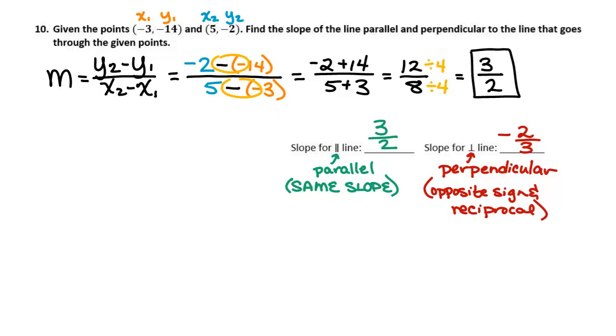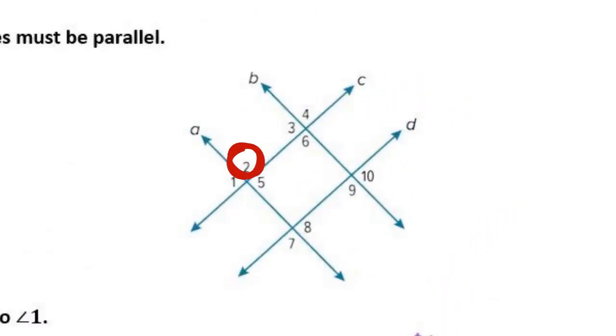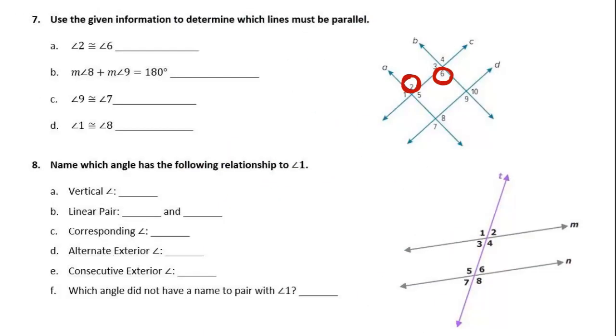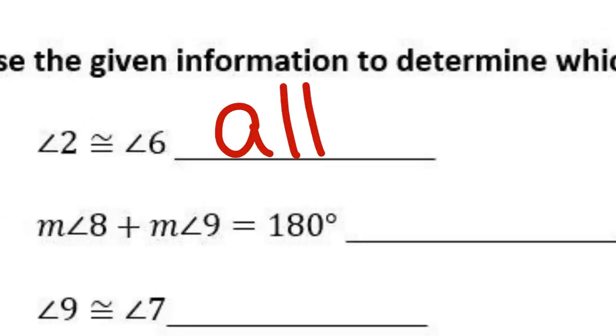7 and 14. So let's do 7 first, and then we'll see if we have time for 14. Use the given information to determine which lines must be parallel. So we know that angle 2 is congruent to angle 6. Well, here's angle 2. Here's angle 6. What's the transversal that connects them? C. Which line does not touch either angle? D. So what are the 2 lines that would have to be parallel? A and B. So A parallel to B.